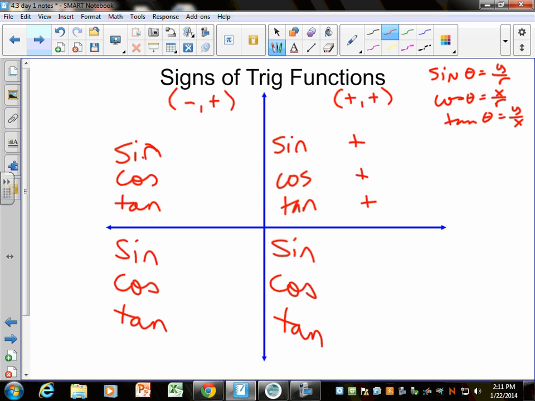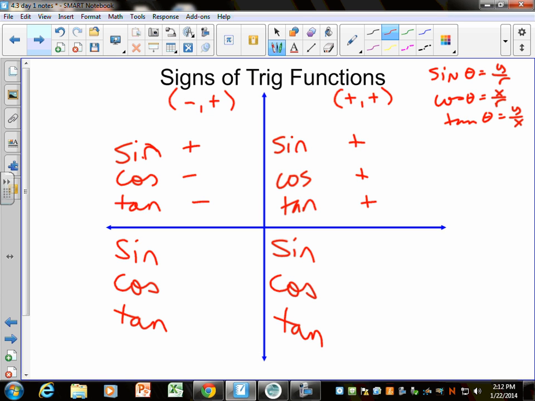Sine is y. Y is positive. It has to be positive. Cosine is x. In quadrant 2, you agree that x is negative? So it's going to be negative. And what's tangent? If tangent is y over x, and one's positive and one's negative, what's tangent going to be in quadrant 2? Always negative.